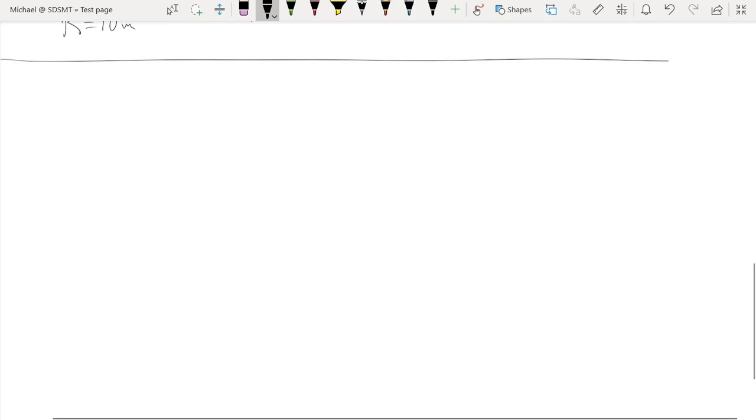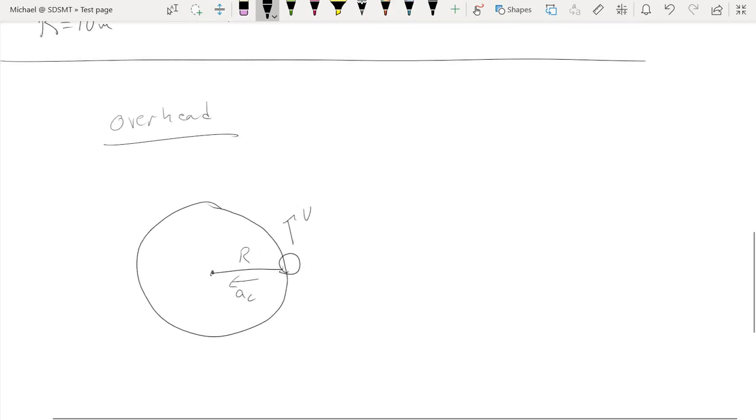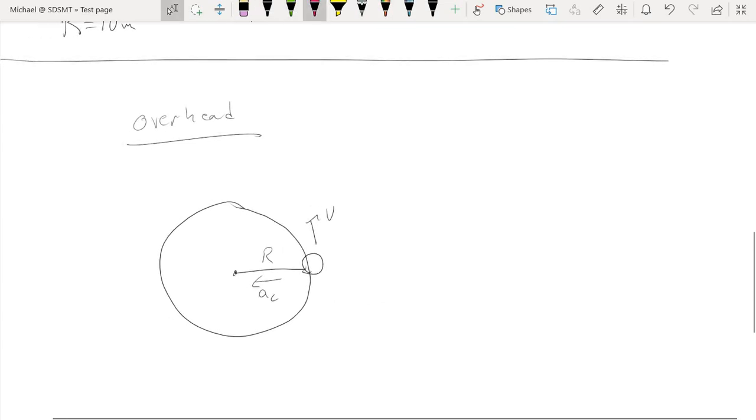But let's do an overhead view. So we're going to look down on a tabletop where we have a mass that is tied to a rope, and that mass will be swung around in a circle, a horizontal circle, at a speed of v, and the length of the rope will be the value of the radius of the circle. As such, there will have to be a centripetal acceleration, but a centripetal acceleration means that there has to be a centripetal force.